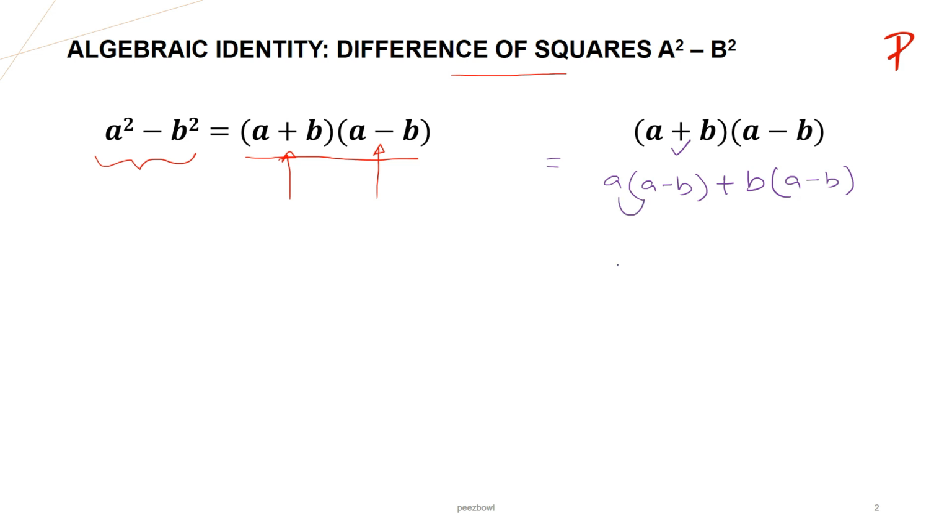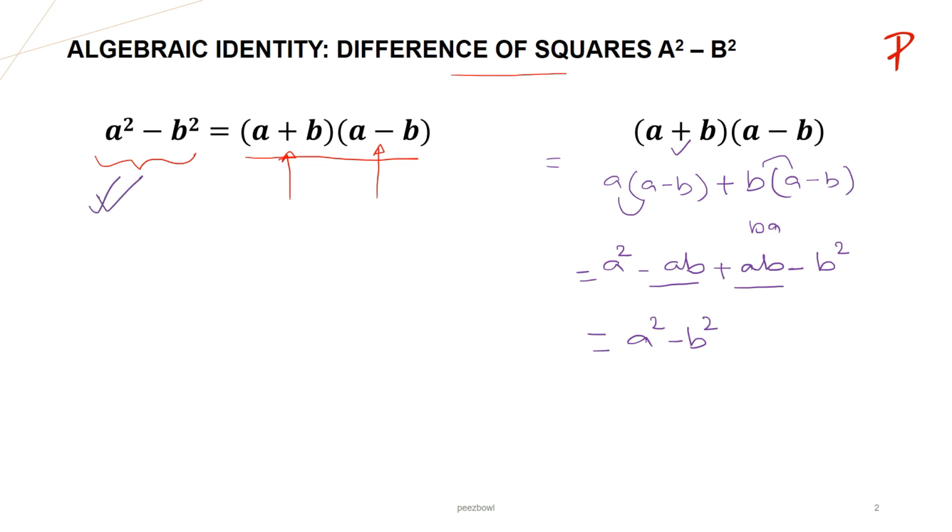A multiplied by a is a square, a multiplied by b is ab, because there is a minus sign, I'll put a minus sign, plus b multiplied by a is ba or ab, then b multiplied by b is b square, then there is a minus sign. Okay, now look at it. Minus ab and plus ab will cancel each other, and what we will have is only a square minus b square, right? And this is exactly what we had on the left hand side, a square minus b square.